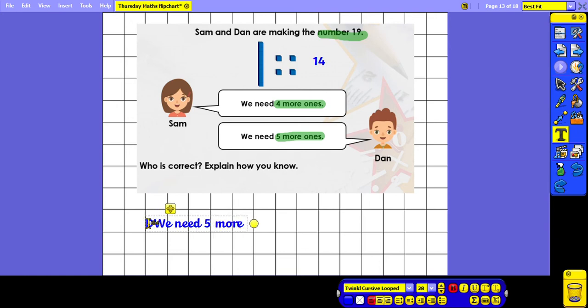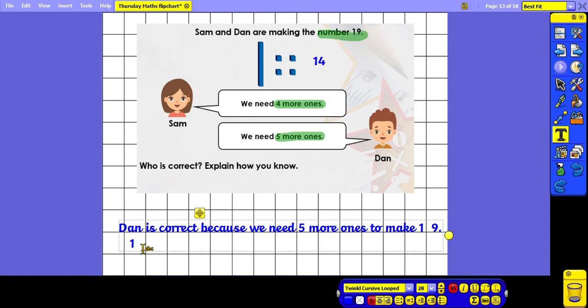Dan is correct because we need 5 more ones to make 19. Add 5 equals 19.